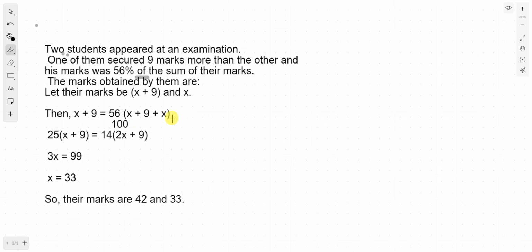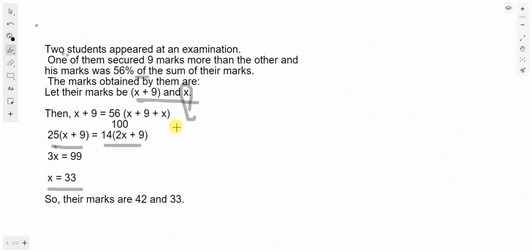After solving, it becomes 25 into (x plus 9) equals 14 into (2x plus 9), so 3x equals 39, and x equals 13. So we know that here x is 33. Now what about this x plus 9? We will calculate it. We put the value of x here, 33 plus 9, which equals 42. So their marks are 42 and 33.